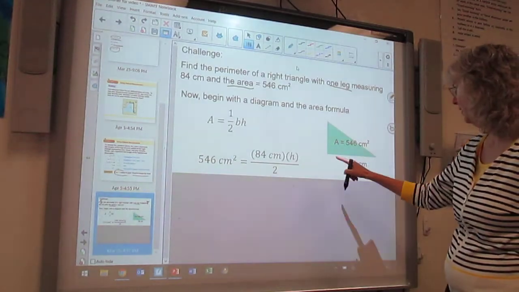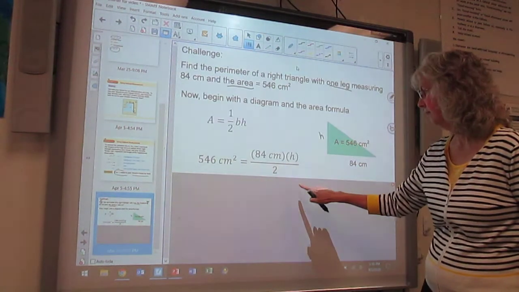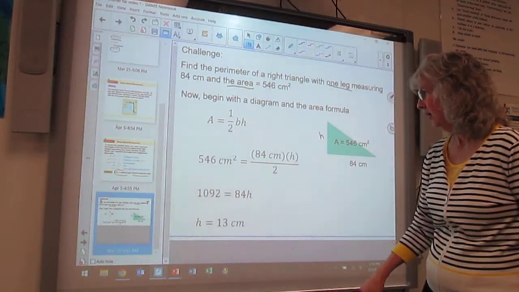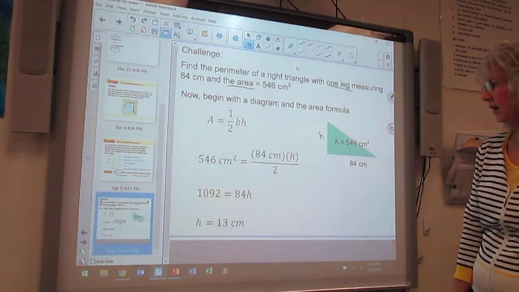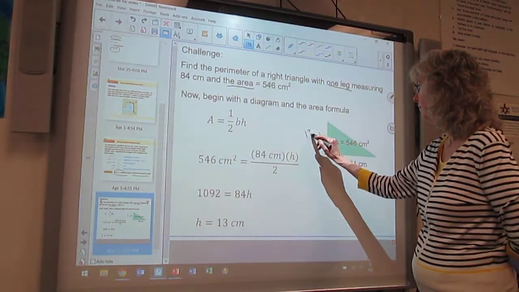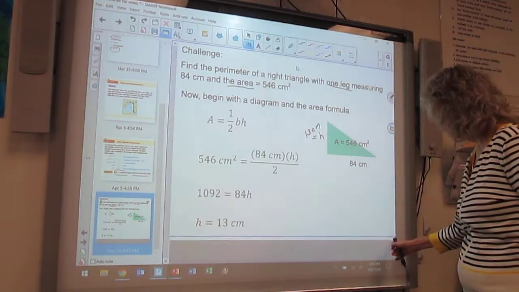If I take this as the base and h as the unknown, we're going to come up with an h of 13 centimeters. Now that gives us a little more information.